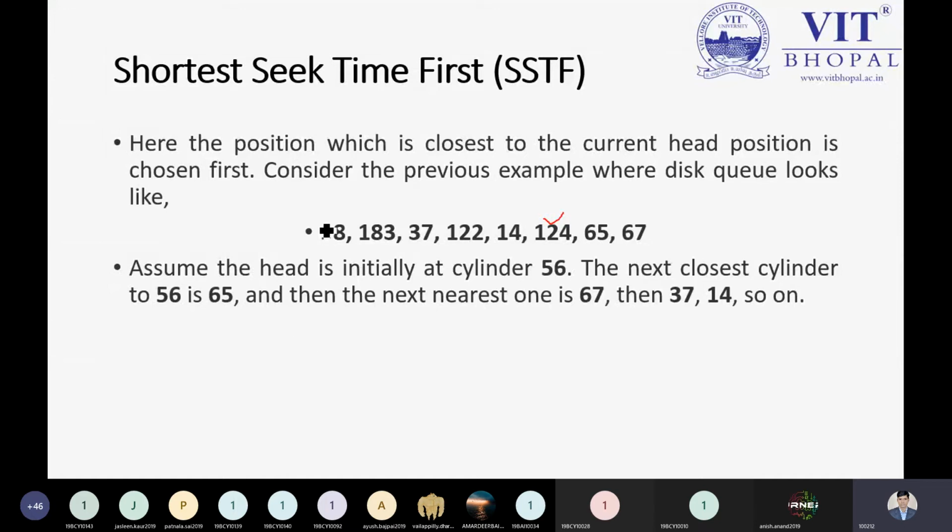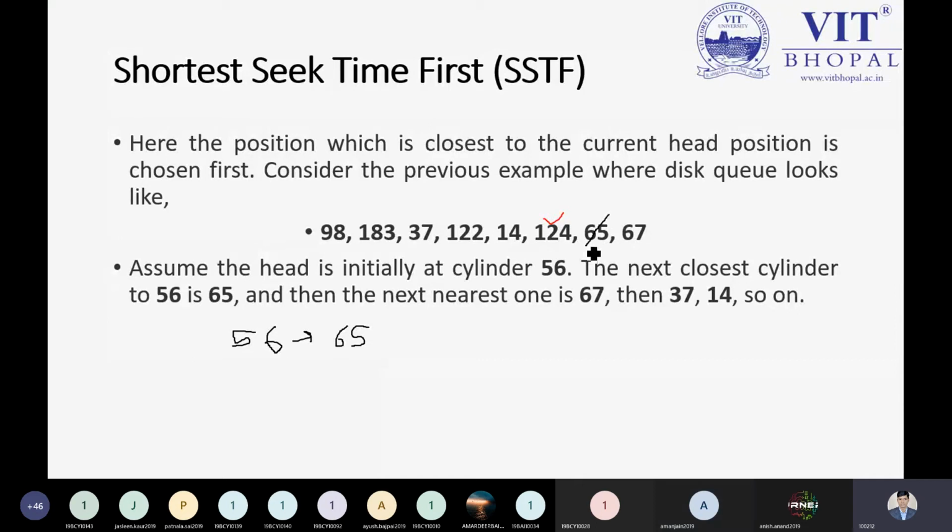So the sequence is found among the list of all the values given by the system, followed by the shortest seek time. First we need to calculate. Our cylinder was on the first position, that is 56. Among 98, 183, 37, 122, 14, 124, 65 and 67, which is the closest value? Please tell me. 67 or 65? Oh, 65. Right. Okay, 65.